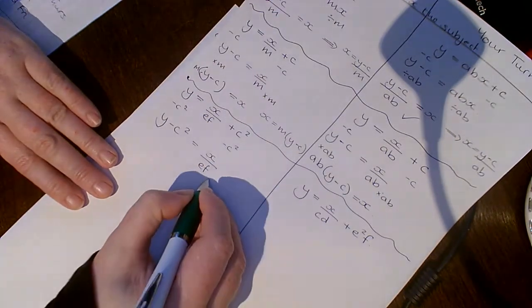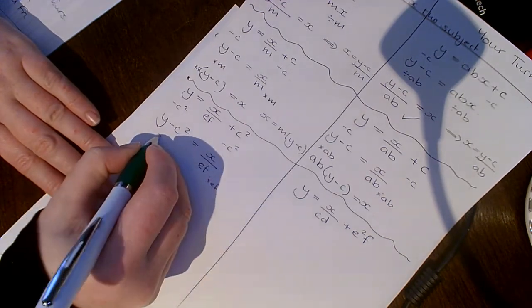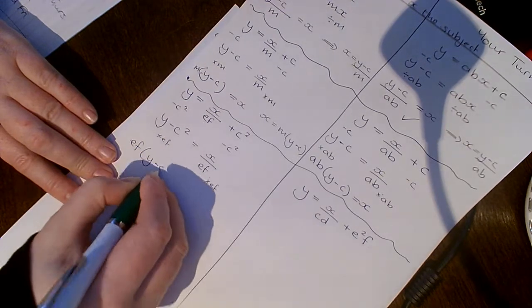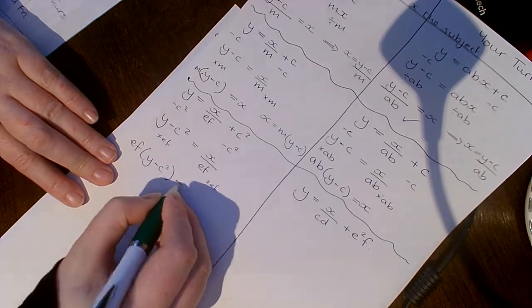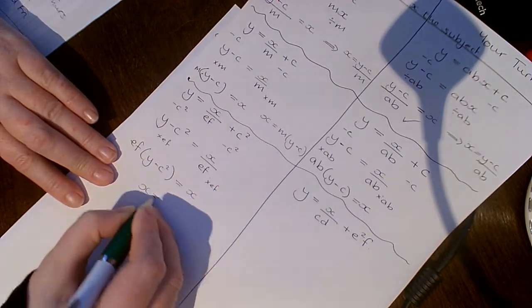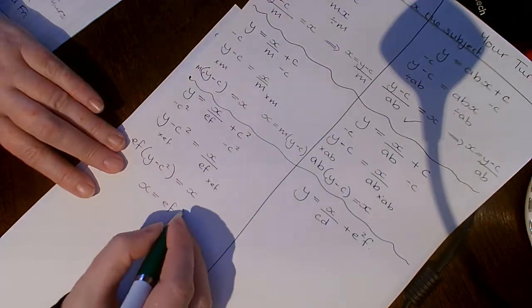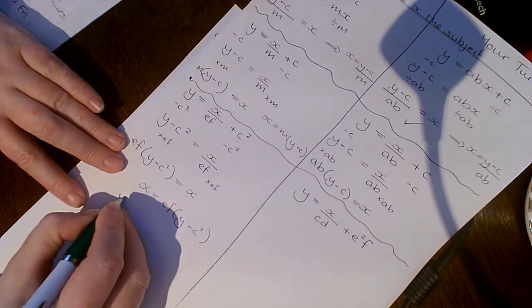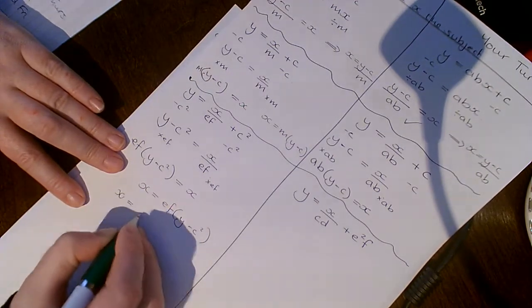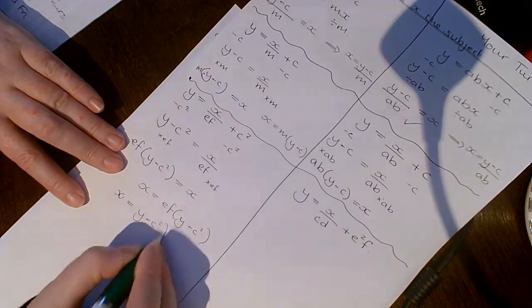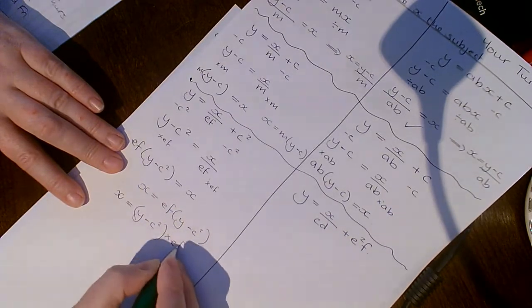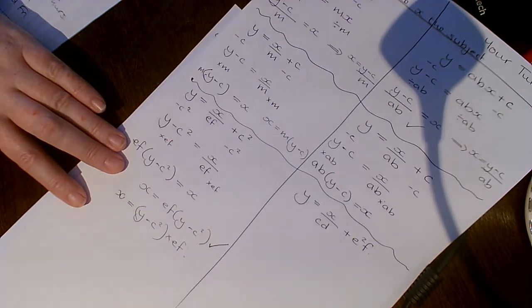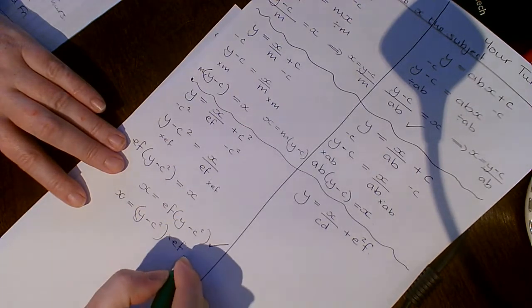Dividing by ef, so we're going to times by ef and times by ef. ef at the front, (y minus c squared) equals x. So x equals ef(y minus c squared). If you wrote it x equals (y minus c squared) times ef, that is perfectly okay as well. But that is the form that they are most likely to look for. But that is perfectly okay as well.